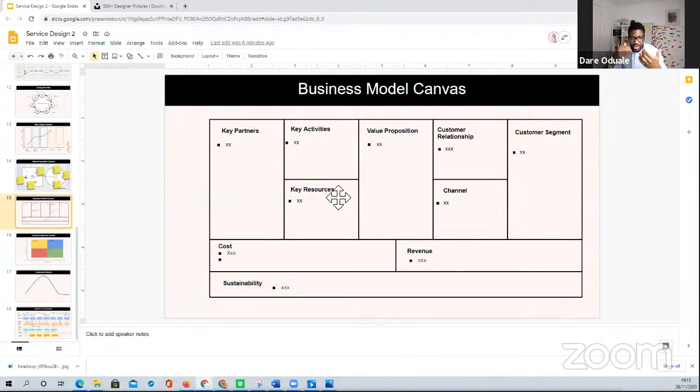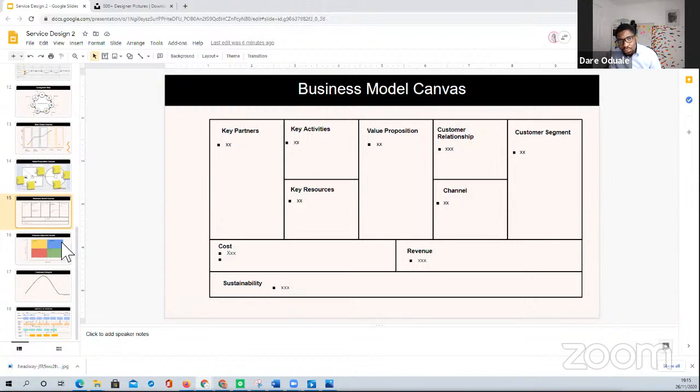So that's why, whether it's a new service or an existing service, you want to create your business model canvas. And the idea of the business model canvas is to capture all the different things you need, and very importantly, to make sure that you're able to get some money from this thing. You need to be able to make money, because if you're not making money from it, it's not a business.